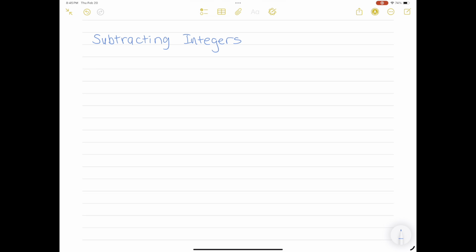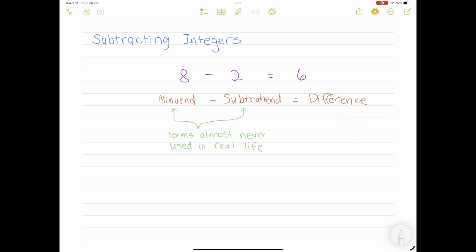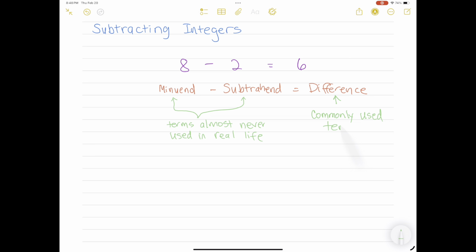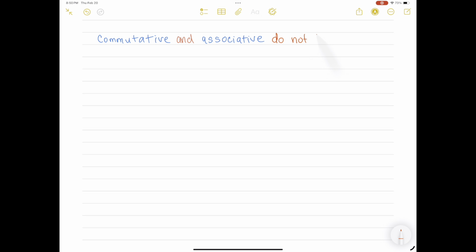Subtracting integers. 8 minus 2 equals 6. 8 is the minuend, 2 is the subtrahend, and 6 is the difference. You will probably not encounter the words minuend and subtrahend very often, but the word difference is used frequently in mathematics. Unlike addition, commutative and associative do not hold true for subtraction.